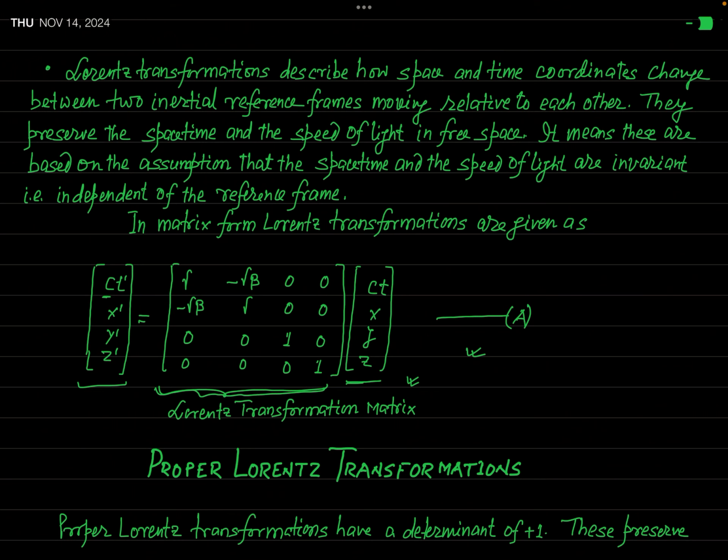Here, when you write beta, that beta stands for v over c. And gamma is actually 1 over the square root of 1 minus beta square. This gamma is known as the Lorentz factor.